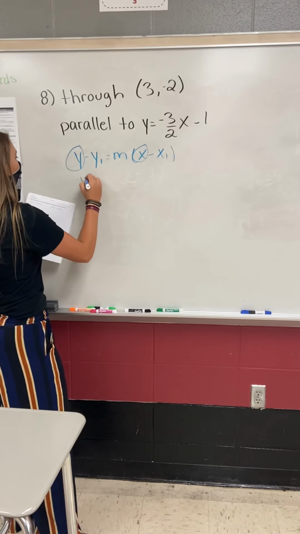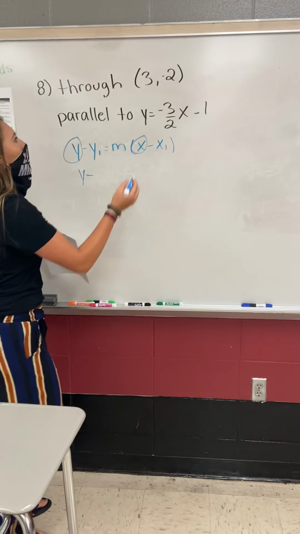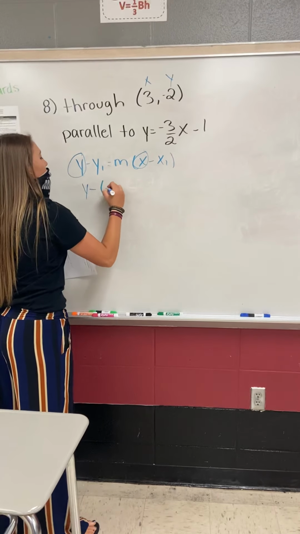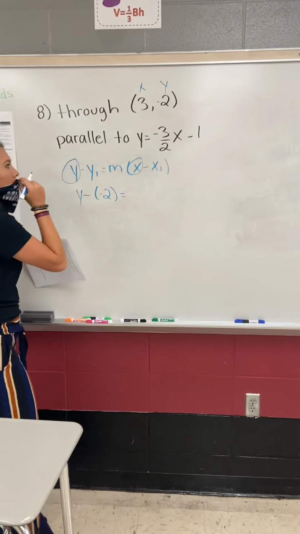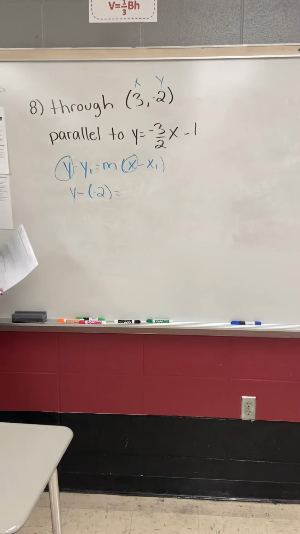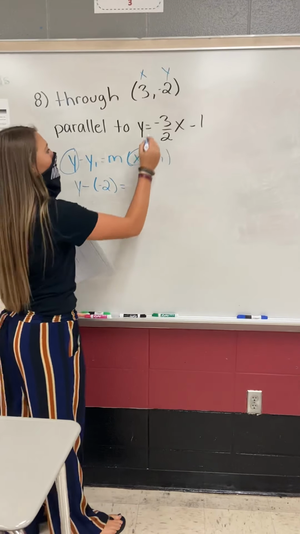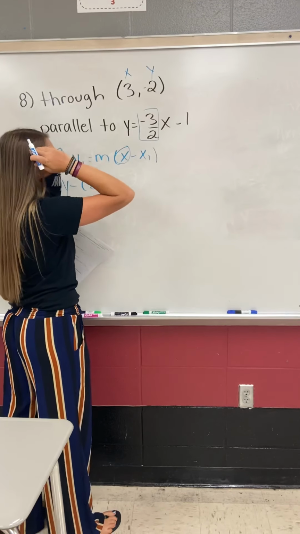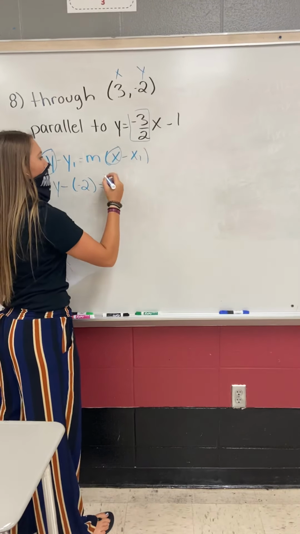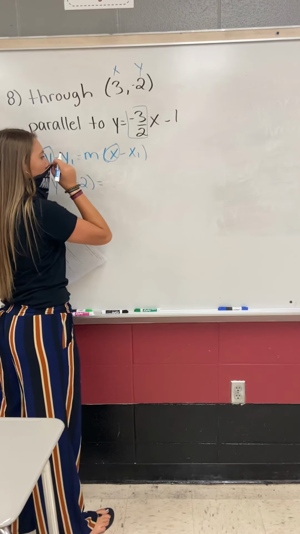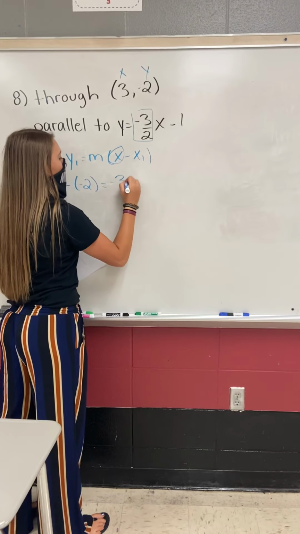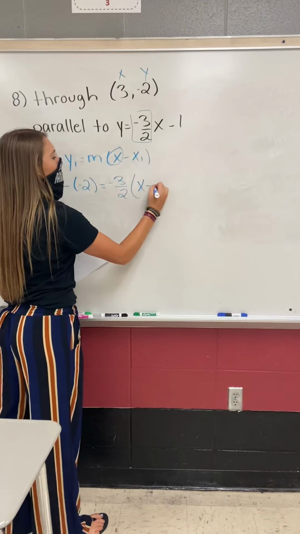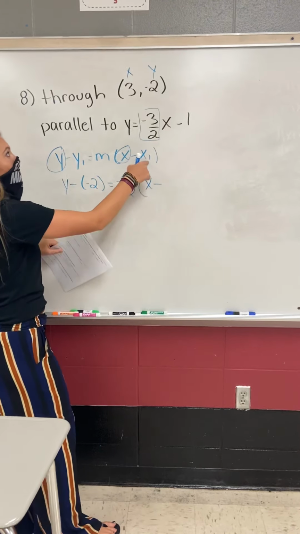So I'm going to have y minus, what's my y1? Well, here's my x and here's my y. So I'm going to use this -2. So minus -2 equals. Now remember, just like in the other video, our slope is this one right here, because this is in y equals mx plus b form. M is our slope, so this is our slope. So we're going to plug in -3/2 in for m. So -3/2. X stays the same, minus, what's my x1?